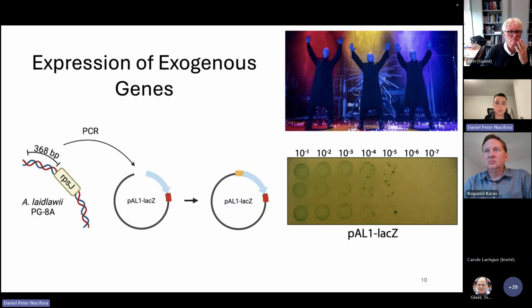Furthermore, because there's a lot of literature on strain PG8A published, I've been able to go back to some of the transcriptional start site data available for this strain and use that to find putative promoters that we can use to express exogenous genes. And in this case, we have some nice blue Acholeplasma laidlawii.